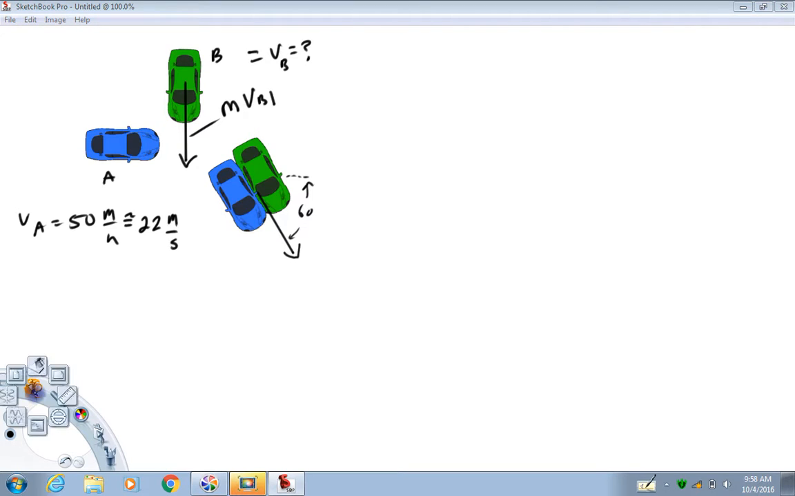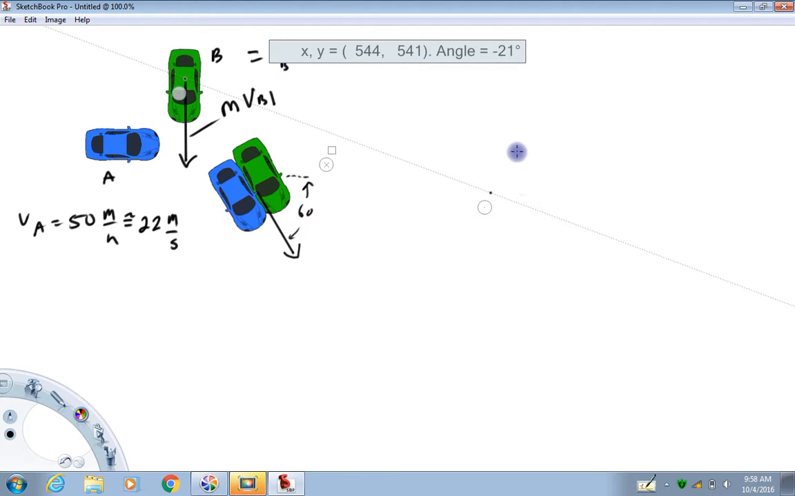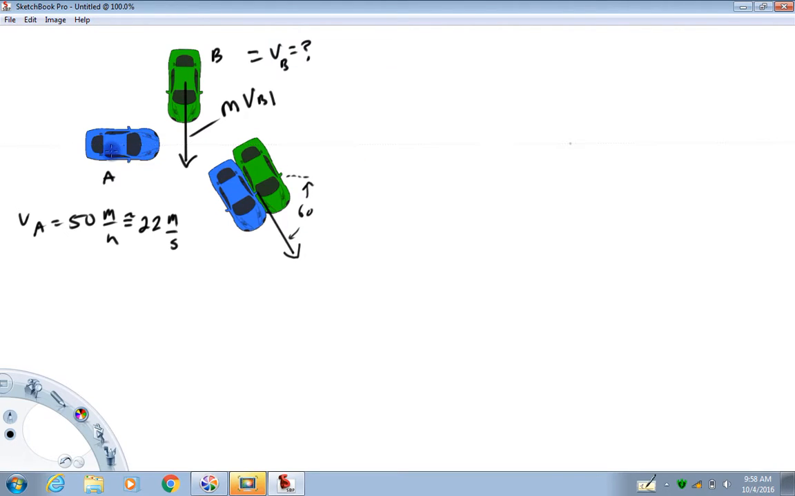All right, so the momentum vector for car A points to the right. And that's going to be mvA1. It's kind of hard to see that, so let me draw that a little longer maybe. Okay. So that momentum vector is the one I'm calling mvA1. So again, these vectors are momentums. They have units of kilogram meter per second.